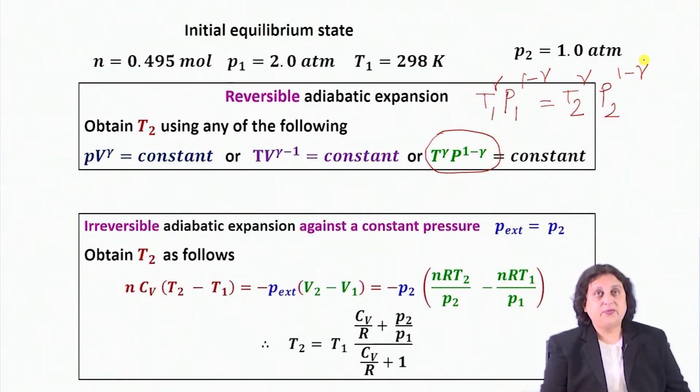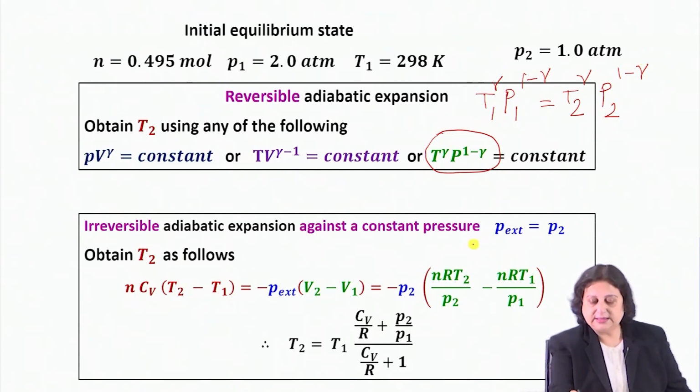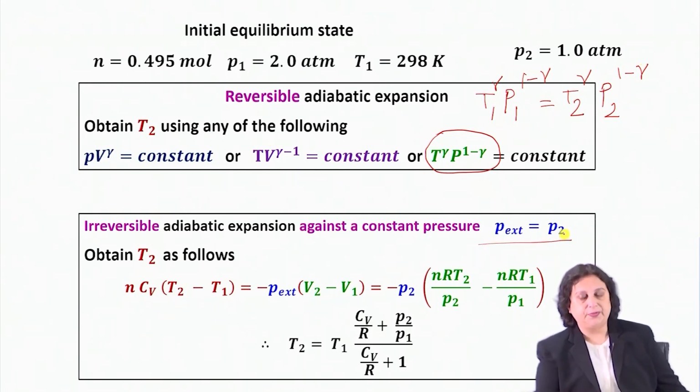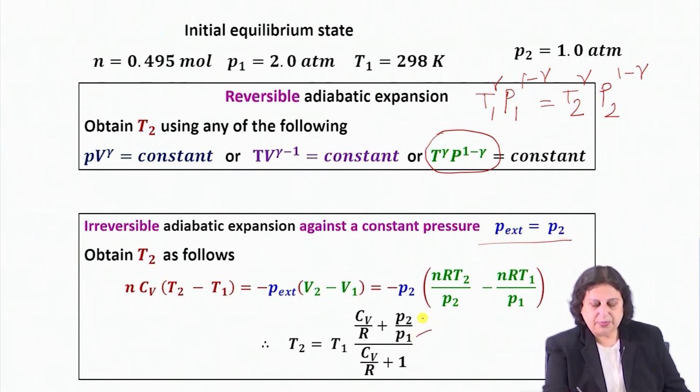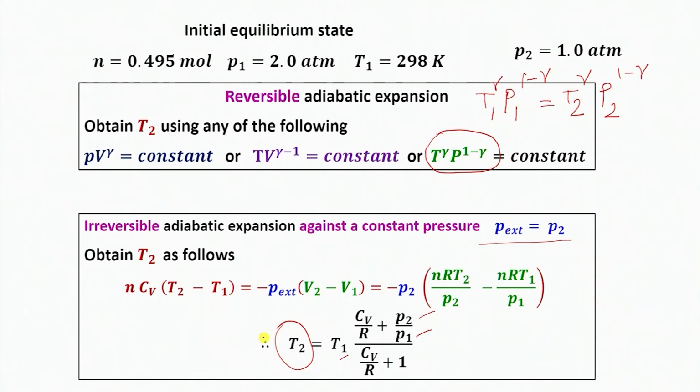On the other hand, when I have this irreversible adiabatic expansion against a constant external pressure, P external equal to P2, knowing P1, P2 and T1, I can find out T2. That is exactly what I was talking about in the previous slide as necessary for estimating the amount of work done.